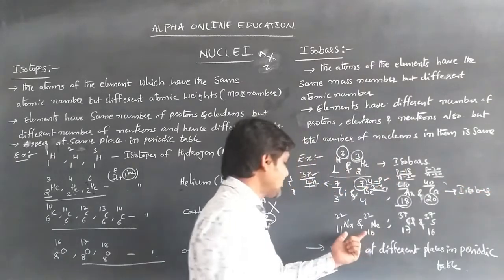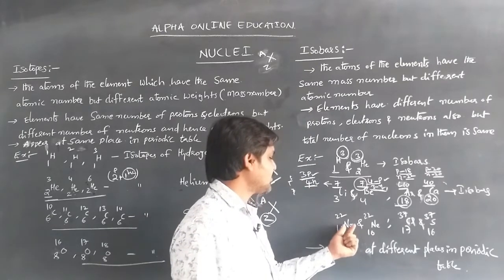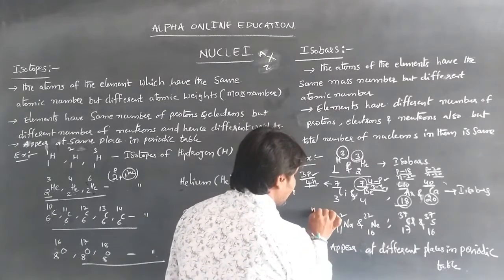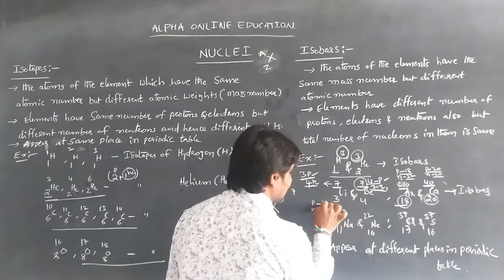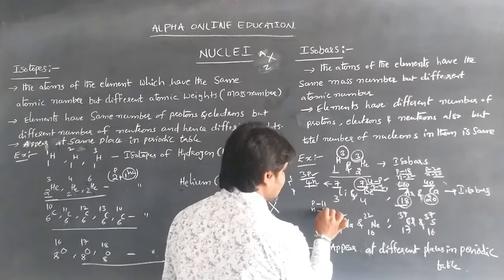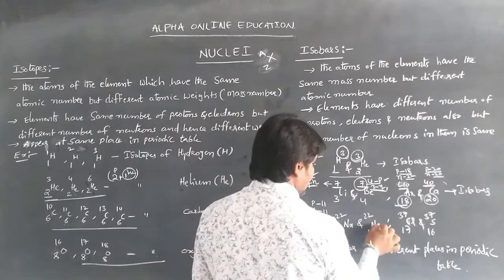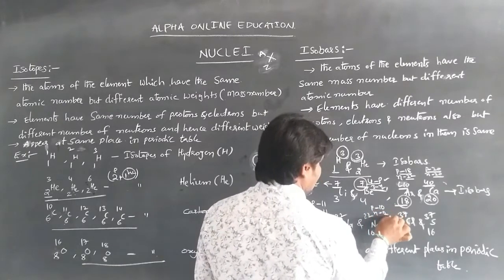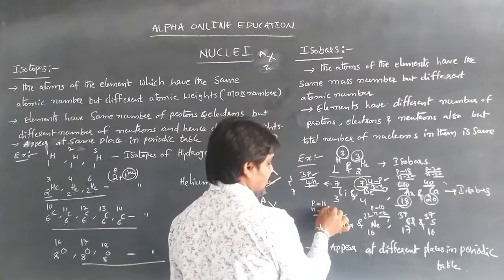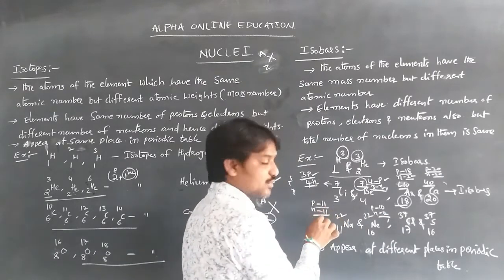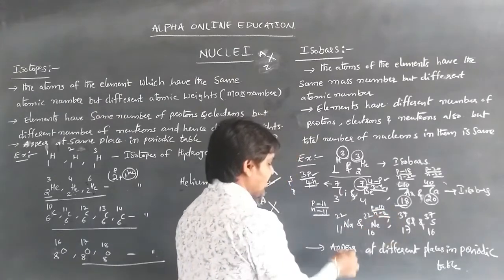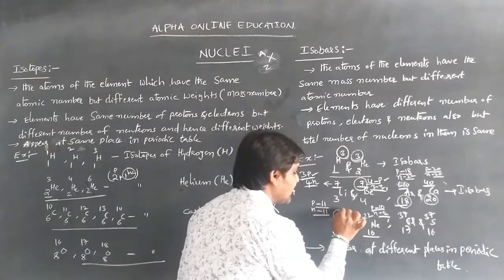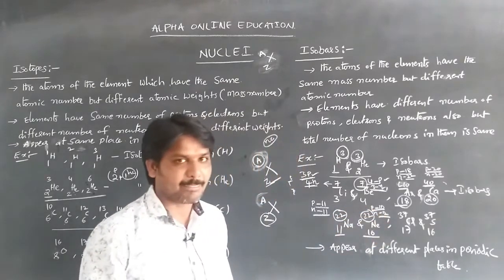Another one is here, 11Na22, sodium, and neon. In 11Na22, the number of protons inside the nucleus is 11 and the neutrons are also 11. In neon, the proton count is 10 and the neutrons are 12. Due to the different numbers of protons and neutrons present inside the nuclei, their protons are different, but the atomic mass number, meaning the number of nucleons inside the nuclei, is the same.